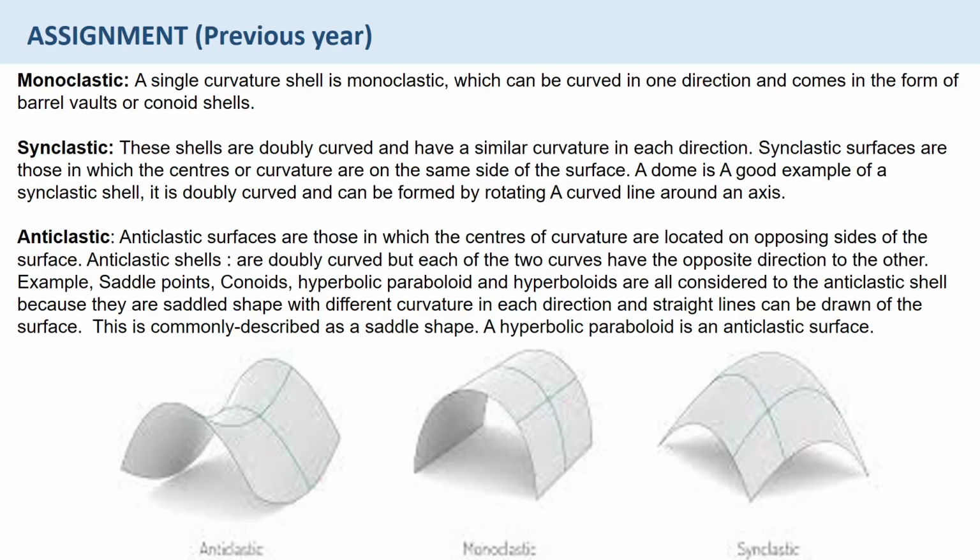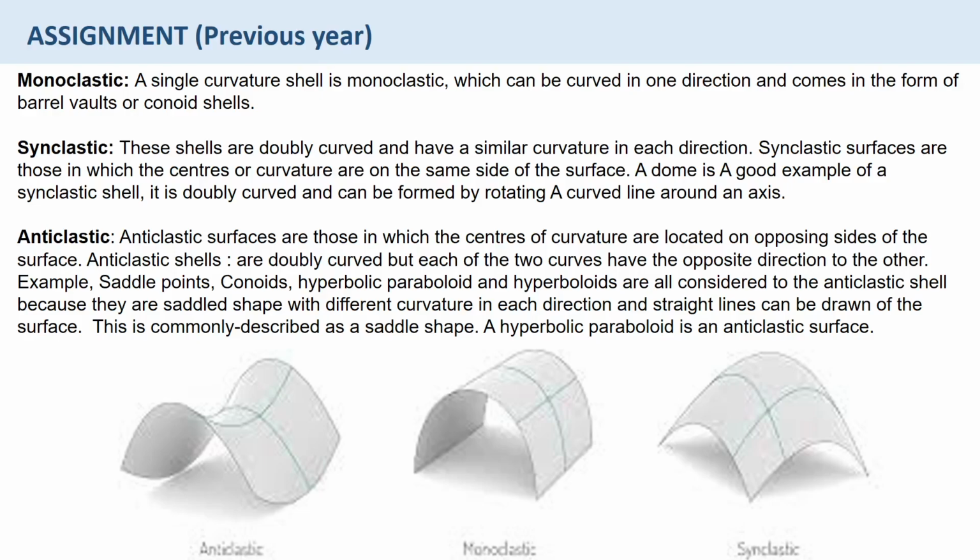Anticlastic surfaces are those in which the centers of curvatures are located on opposing sides of the surfaces. Anticlastic shells are doubly curved, but each of the two curves have opposite direction to the other. Example, saddle points, conoids, hyperbolic paraboloid and hyperboloids. They are all considered to be anticlastic shells because they are saddle shaped with different curvature in each direction, and straight lines can be drawn on the surface. This is commonly described as a saddle shape.